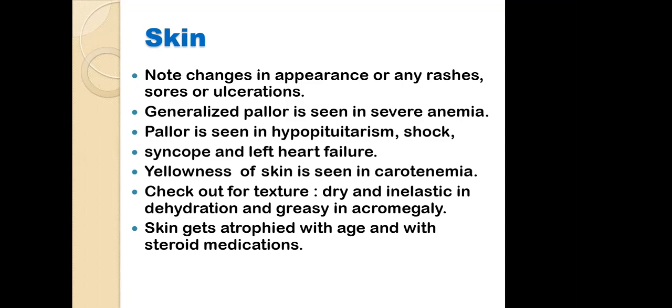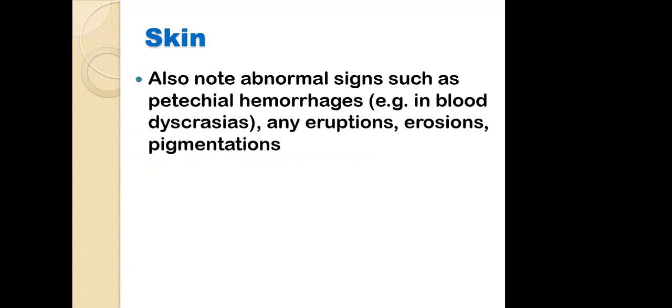Then you want to look for yellowness of skin, which could point to things like carotenemia. Then you want to check the texture, is it dry and inelastic? If so, then maybe there can be dehydration. If it's greasy, acromegaly; atrophied skin, or steroid medications. Other abnormalities such as petechial hemorrhages, eruptions, erosions, pigmentations on the skin. I think you guys have already done dermatology, so you can easily assess a normal skin from any abnormal skin.